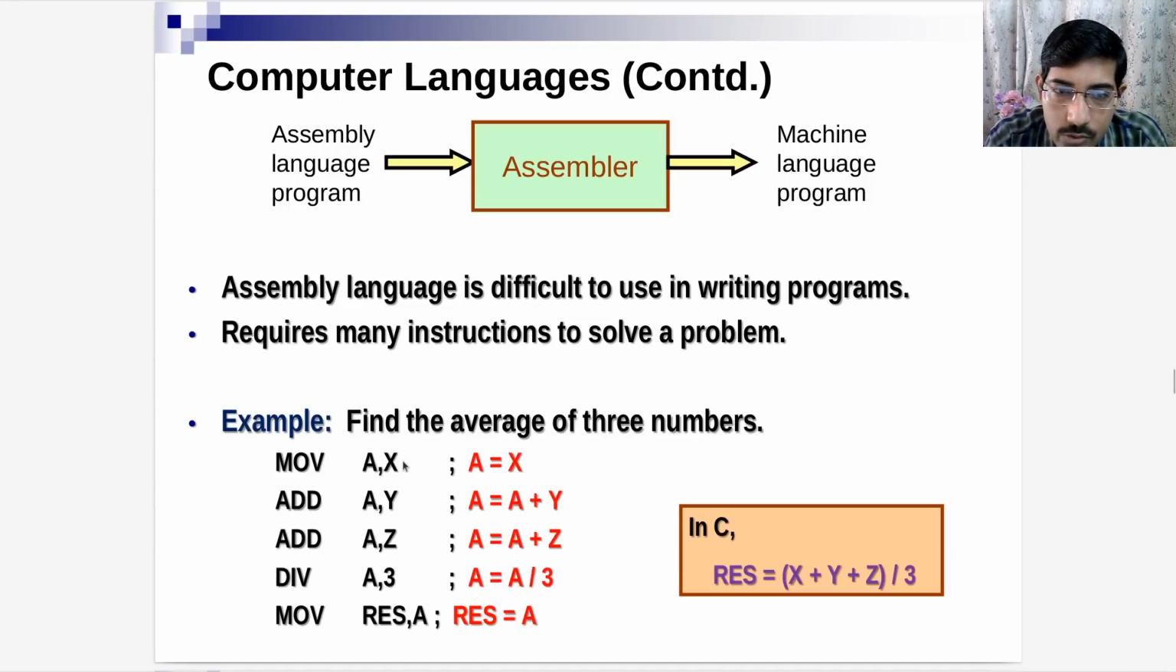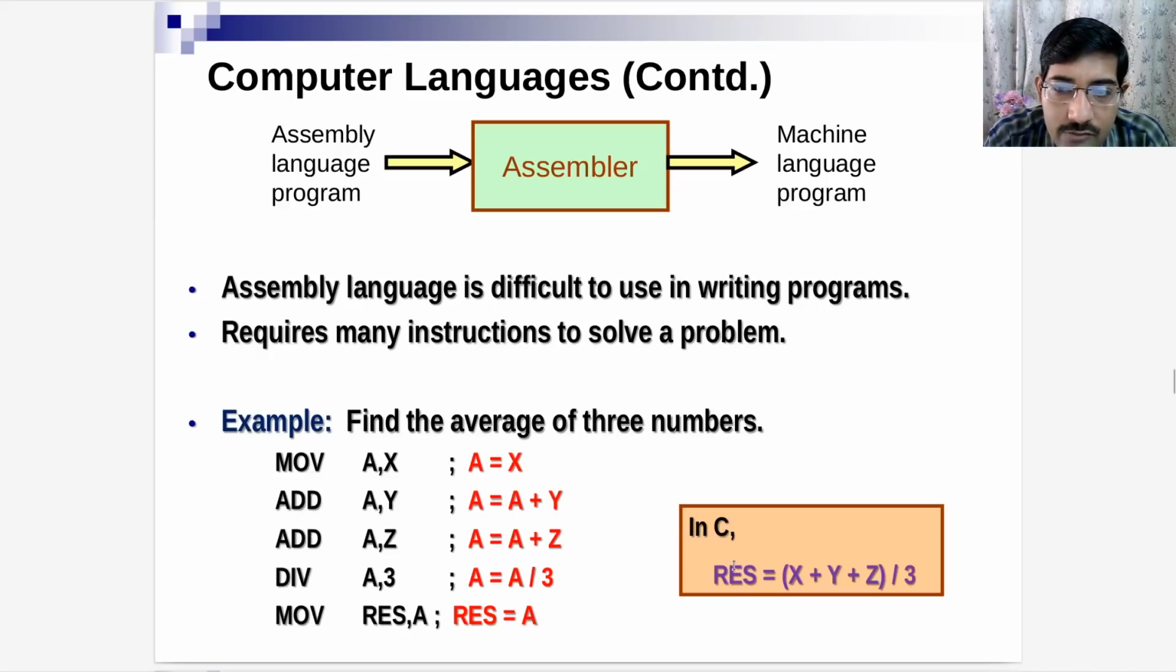What does it do? From right to left is usually where the assignment happens. So first I move the value x to A. Then I add whatever is there in A with y and place the result in A. Then I add whatever is there in A, currently x plus y, with z and place it in A. Then I divide A by 3, whatever is there in A, and again place it there. And then finally I move the answer to the result. So these many assembly language instructions you need to give.